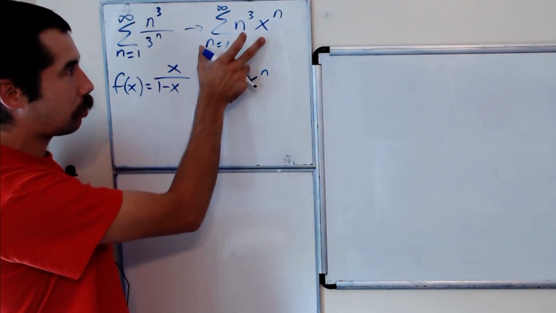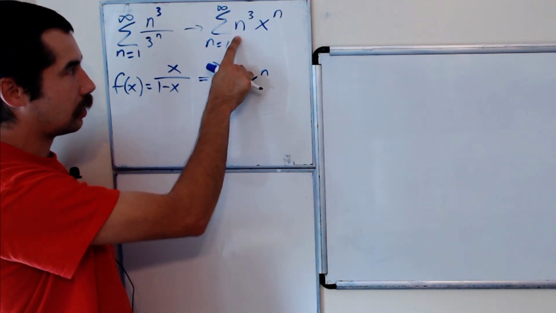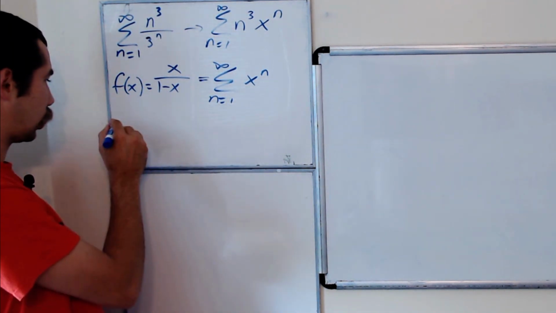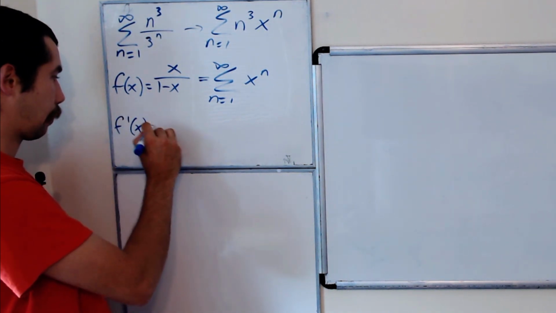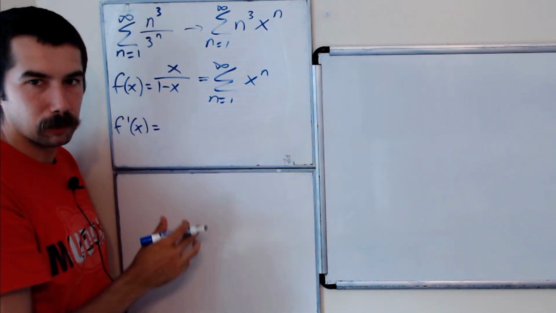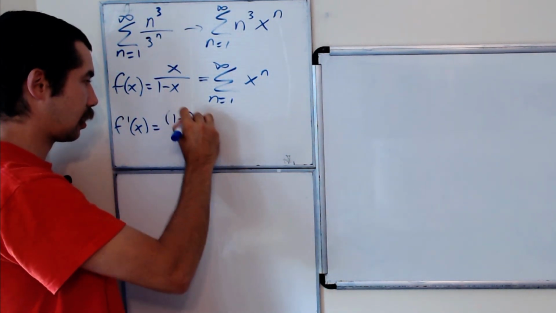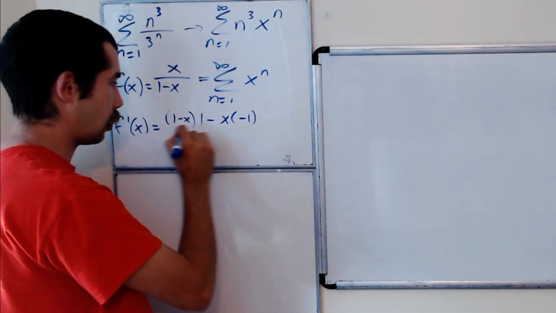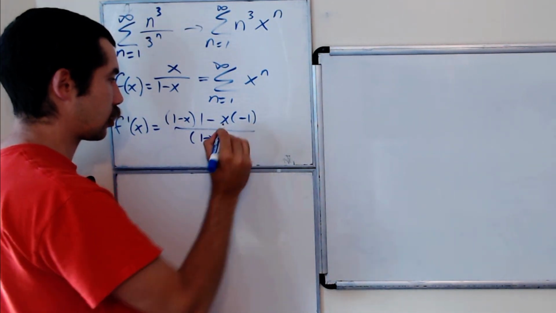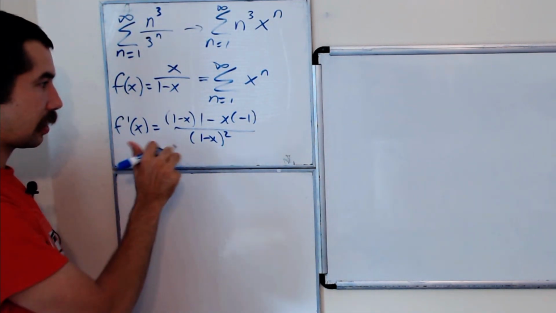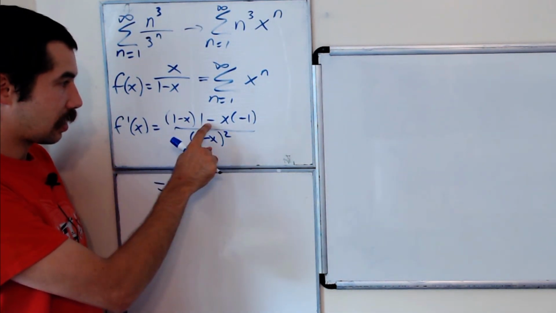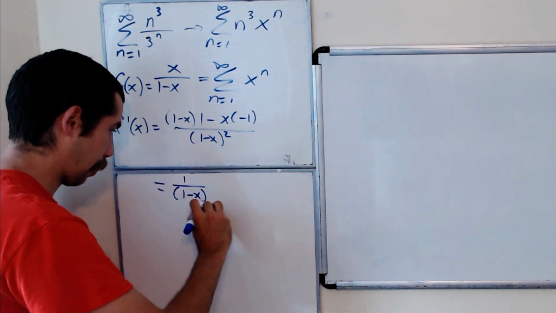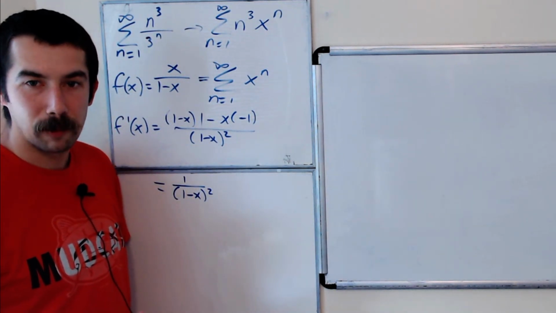Okay, and so this looks pretty close to what we want, except there's an n to the third in these terms. So what we could do is take the derivative of this function, f prime of x. The derivative we could get with the quotient rule, so that's 1 minus x times 1, minus x times -1, all over 1 minus x squared. Okay, and this simplifies to, well, we have negative x plus x, so we're just going to have a 1 in the numerator, and the denominator is 1 minus x squared.